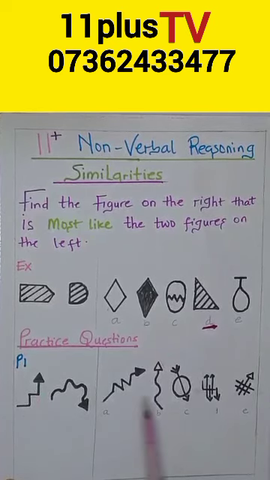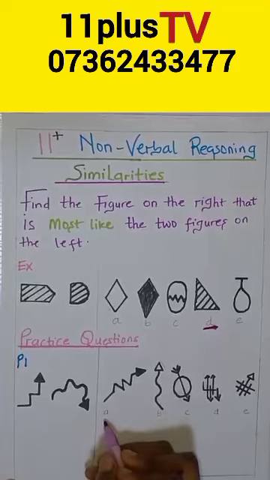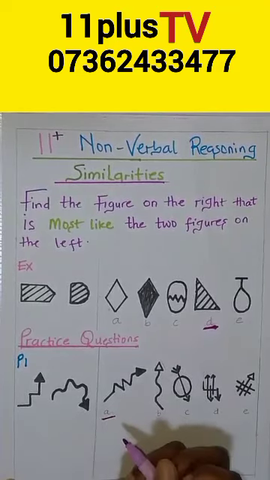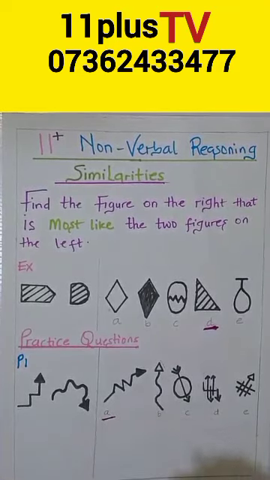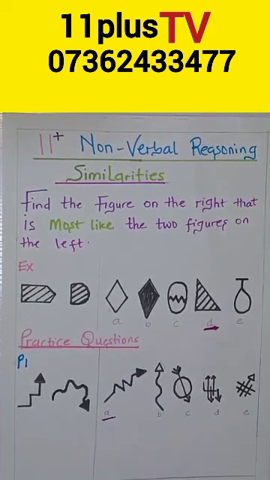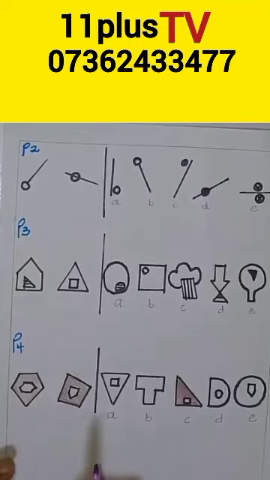Now looking at the shapes, you can see that option A has a black arrowhead, which makes it P1. The answer to practice question 1 is A. Let's take practice question 2.